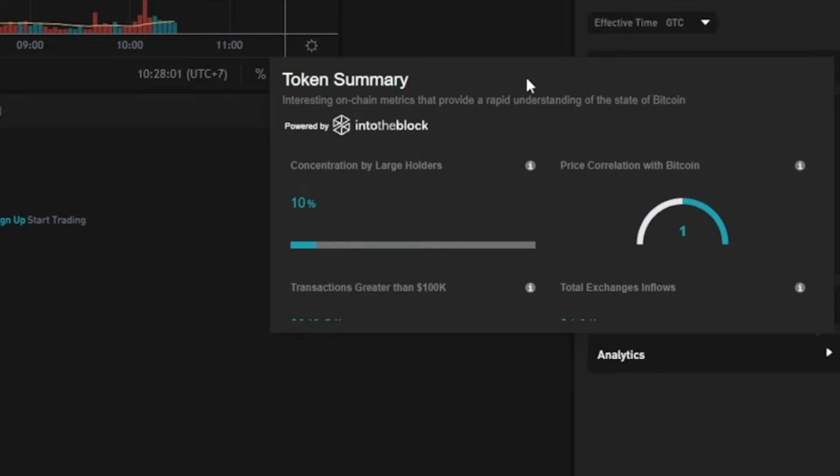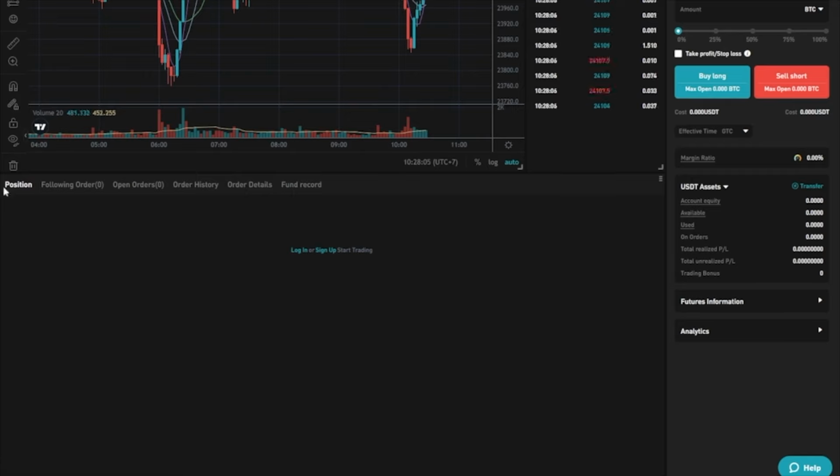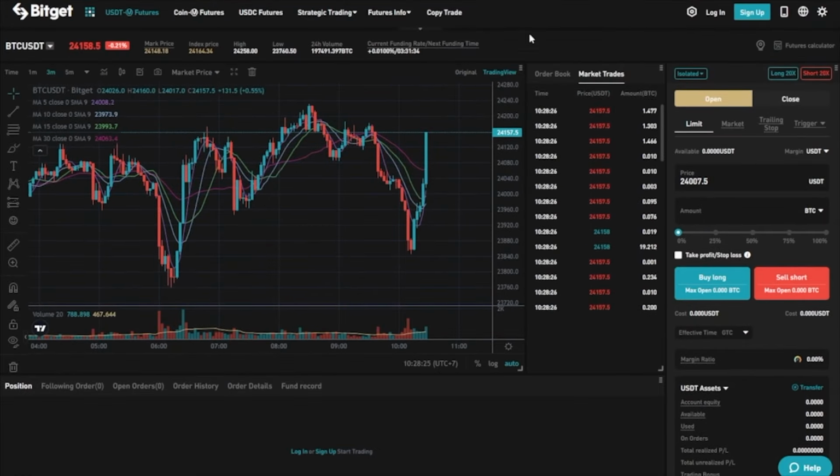And then finally, we have this section here, which you are probably very familiar with from other exchanges, but we have the positions, orders, open orders, order history, order details, and fund record as well. And this will be very, very important to monitor what trade you're in and what your take profits and stop losses are, as we'll show in a minute.